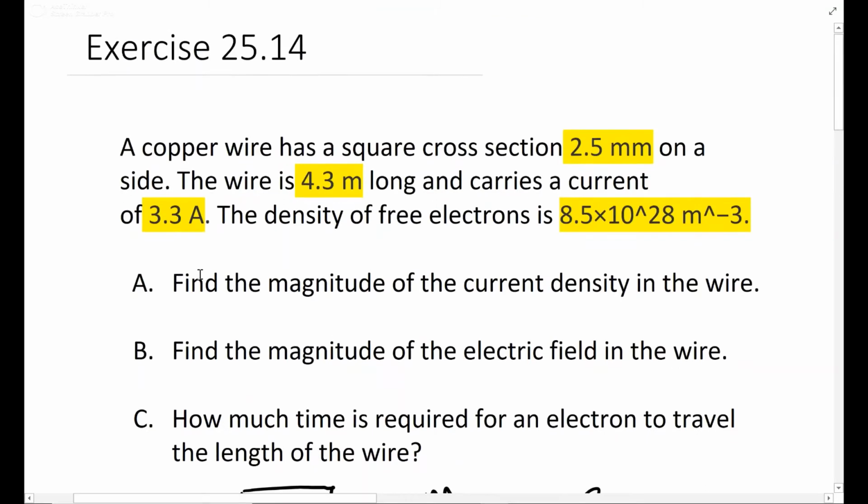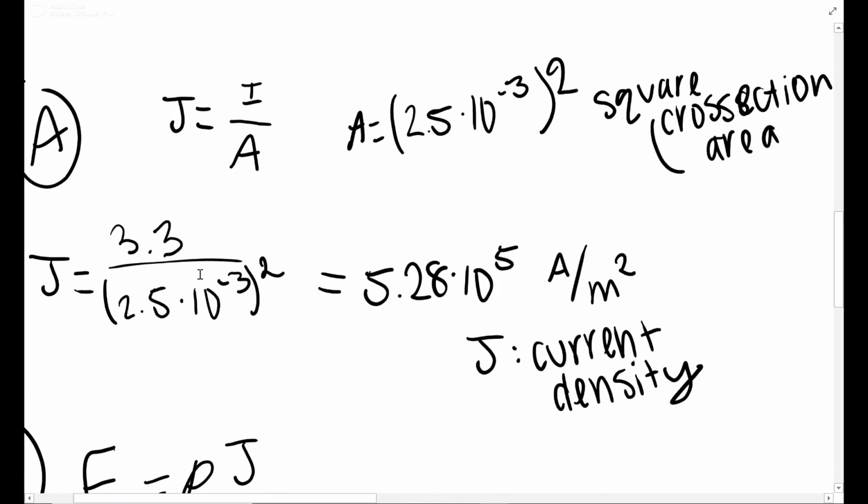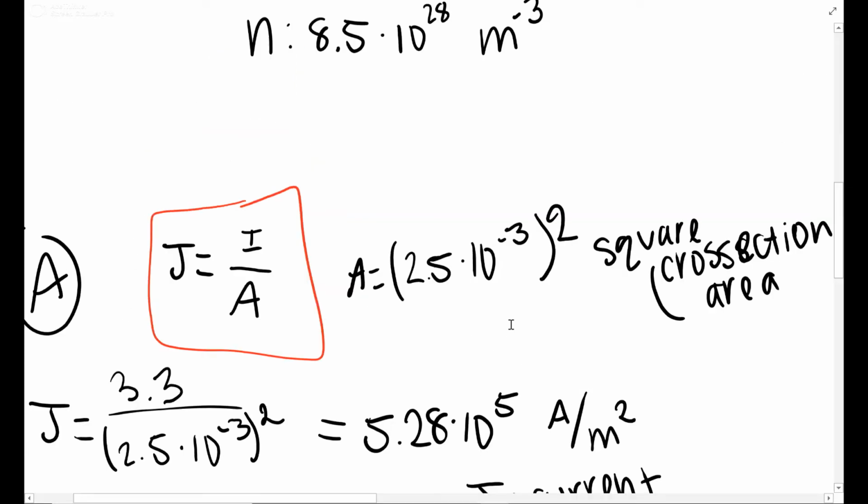In A, it wants the magnitude of the current density in the wire. So J is current density. We have this equation right here, current over area. Area in this case is a square cross-sectional area. So for a square, you have the side length squared, 2.5 times 10 to the negative third for meters squared. You just plug that into your equation over here, 3.3 over 2.5 times 10 to the negative third squared into a calculator, and you get 5.28 times 10 to the fifth, and the units for that are ampere over meter squared, and that is the current density.